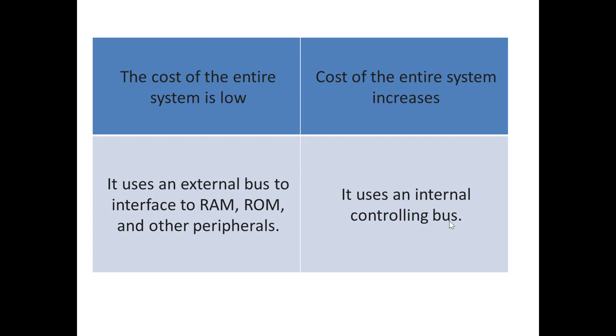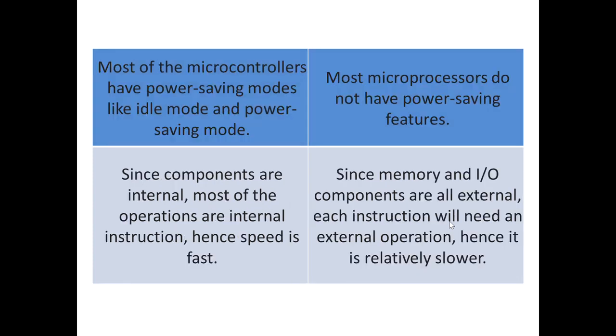Next, a microprocessor uses an external bus to interface RAM, ROM and other peripherals, so we need an external bus. Here the internal bus is controlling. In a microcontroller, internal bus; in a microprocessor, external bus. Most microcontrollers have power saving modes like idle mode and power saving mode. If we don't want to use the system, we can disconnect the power and go to sleep mode or idle mode.